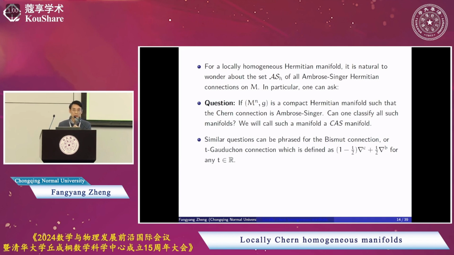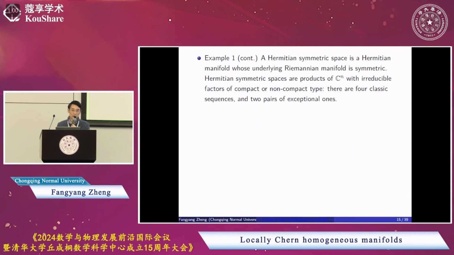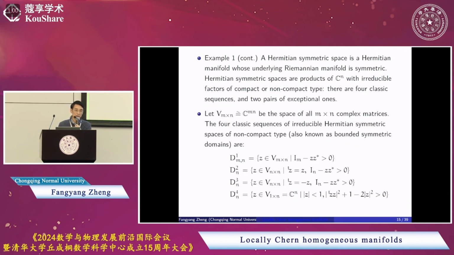And beyond Chern and Bismuth, you could also ask the same question for the so-called Gauduchon connections, which is just the line connecting Chern and Bismuth. So some quick examples. The Hermitian symmetric spaces are certainly CAS, right? As when the Levi-Civita is the Kähler case. So in the non-Kähler case, you could, so here let me skip. I mean these are the Hermitian symmetric spaces, a classic topic.